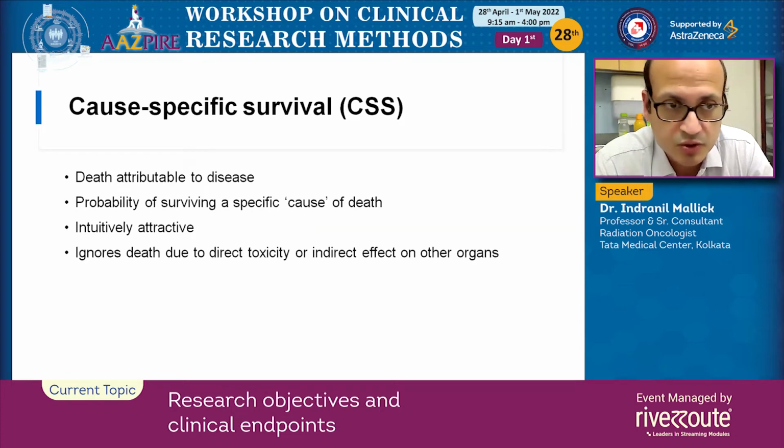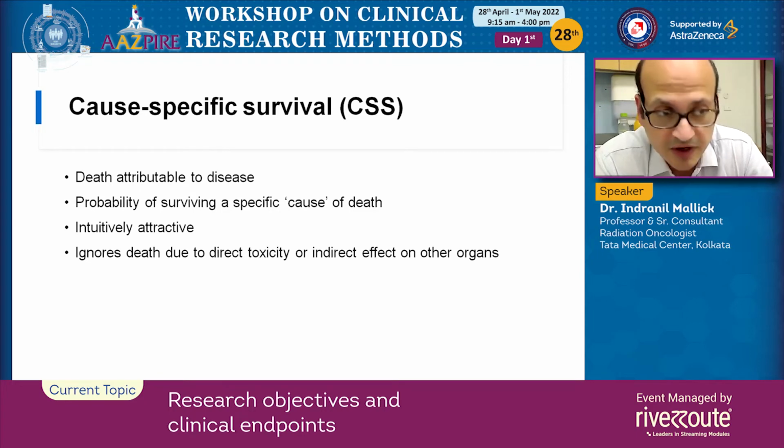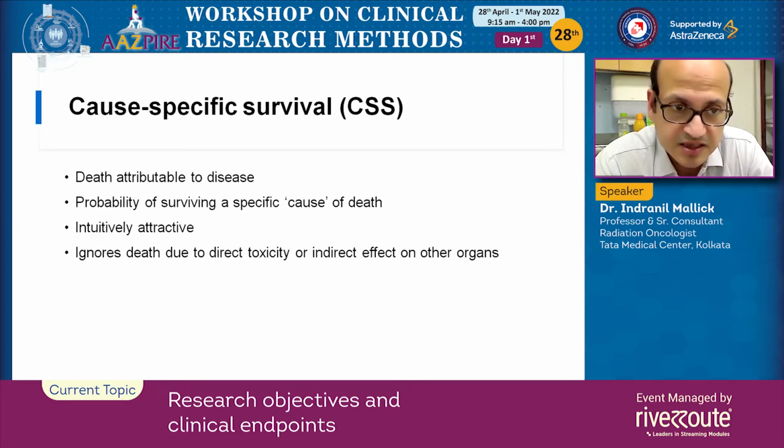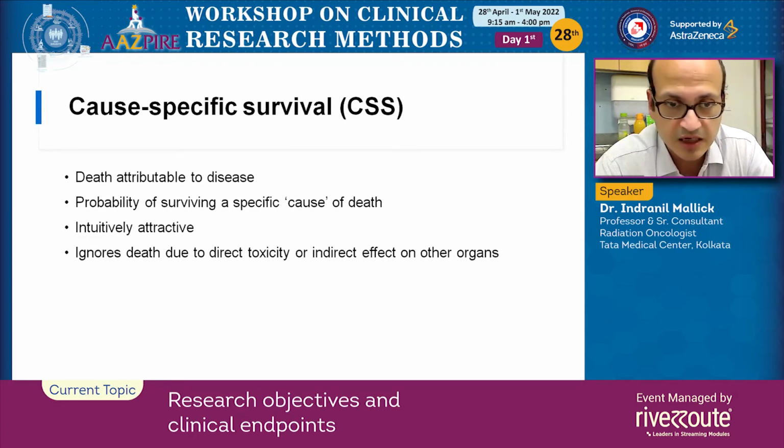It is death attributable to the disease. So is it death due to prostate cancer or death due to breast cancer? It is the probability of surviving a specific cause of death. Therefore, intuitively, this is a very attractive proposition, because we think that we are looking at something much more specific than overall survival. However, the biggest problem with cause-specific survival is that it ignores death due to other reasons, and those other reasons may not be unrelated to the treatment being offered. So it ignores death due to direct toxicity or indirect effect on other organs.